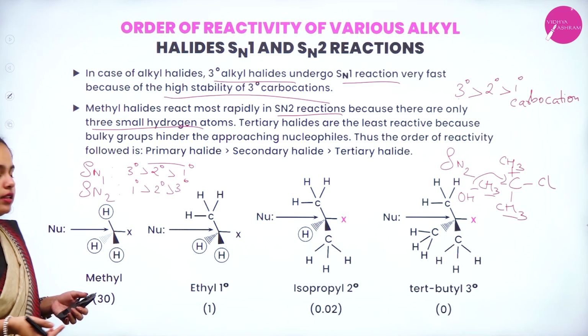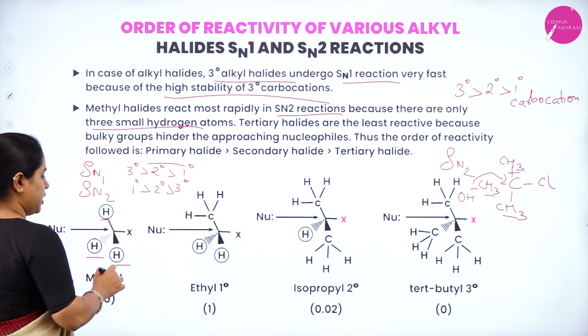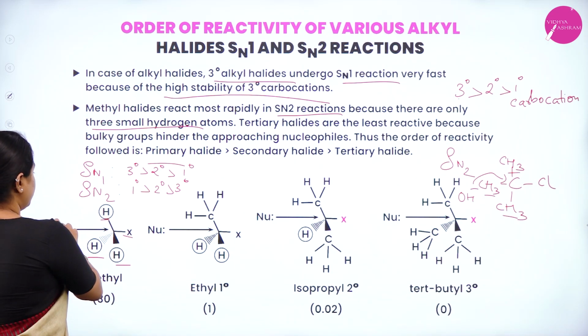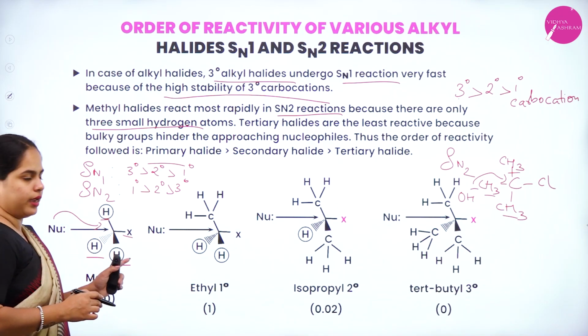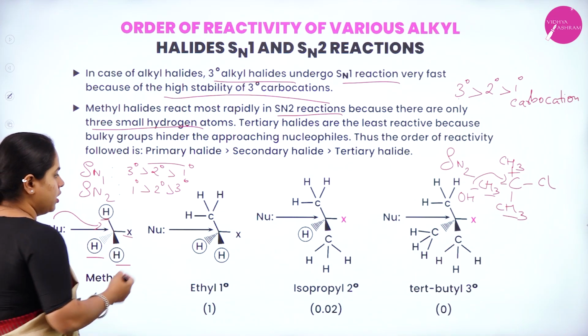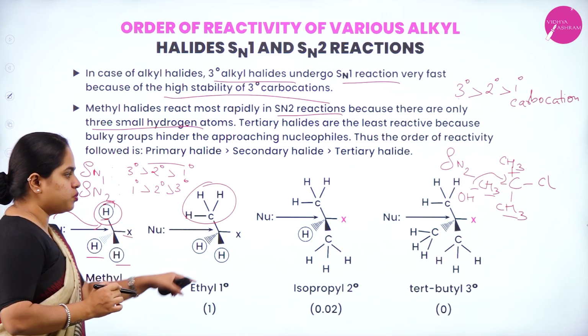So, here we have taken the example of an alkyl halide. As you can see, 3 hydrogen atoms are here and you have your halogen. This is the SN2 mechanism which is shown here. The nucleophile will attack from this side. In this case, it will be easier because all the 3 are hydrogen atoms. Now, instead of this hydrogen, you have a CH3 group here. So, it becomes more difficult.